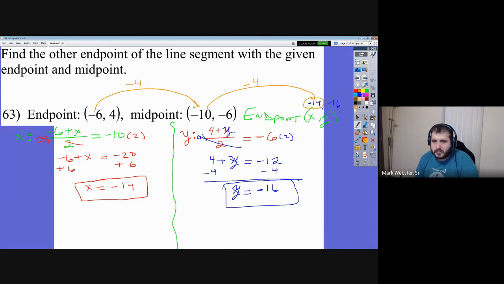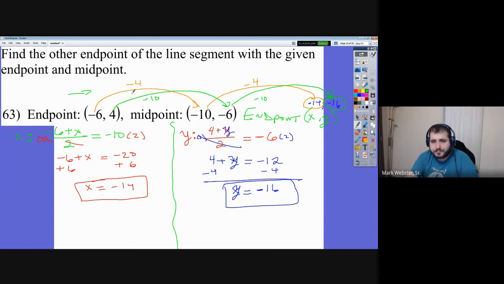And then we do the same thing for our y values. I was starting at 4, and I'm going to go down to negative 6. From 4 down to negative 6, that's down 10. Well, let me go down 10 more. Negative 6 down 10 should be negative 16, right? Okay, so this way works, or you can just do it up here. Either way, you're going to get the right answer.